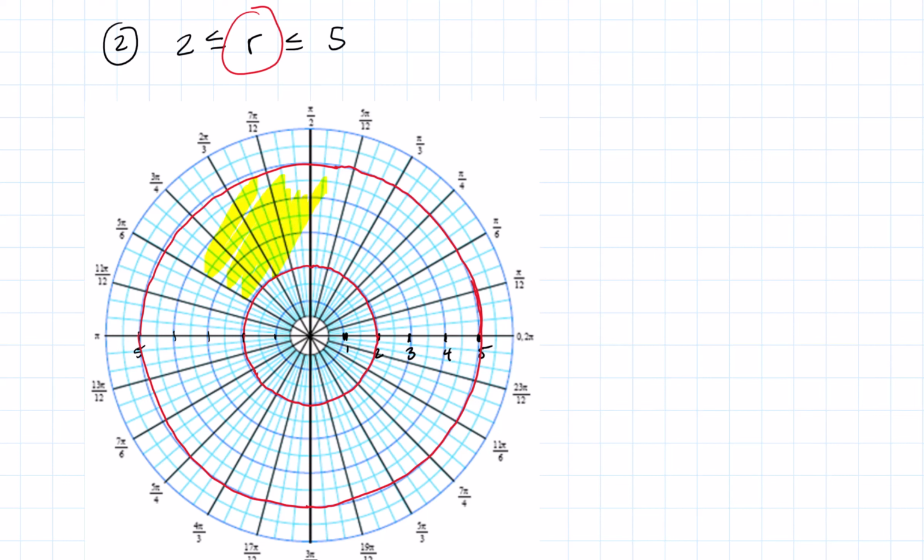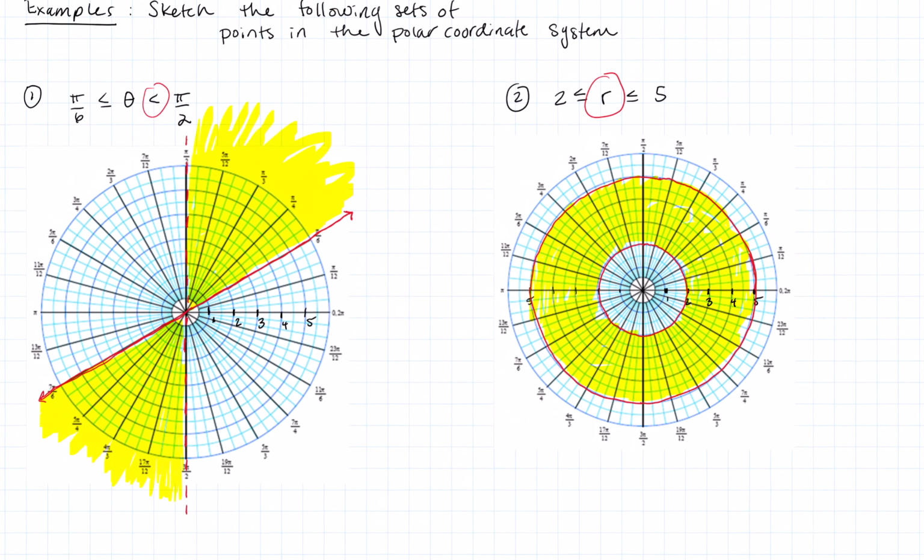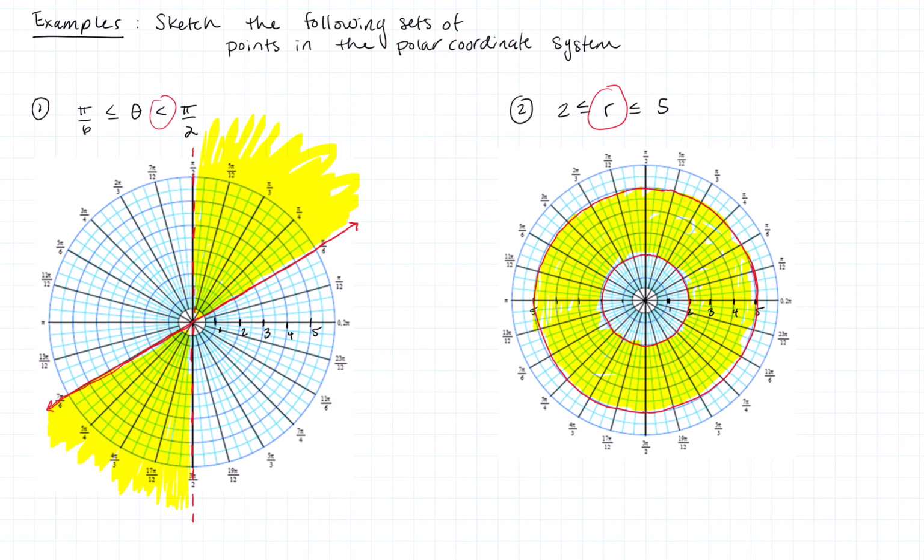So this is going to include everything in between a radius of 2 and a radius of 5. And so let's go ahead and highlight all of that. I went a little out of my lines there, but I think you get the general idea. I should have used my fill button here if I could have. And so this is the set of all the points that are in between those two circles in the polar coordinate system. Okay, so that's just another example of thinking about what it means to be in the polar coordinate system between rays or between radiuses.